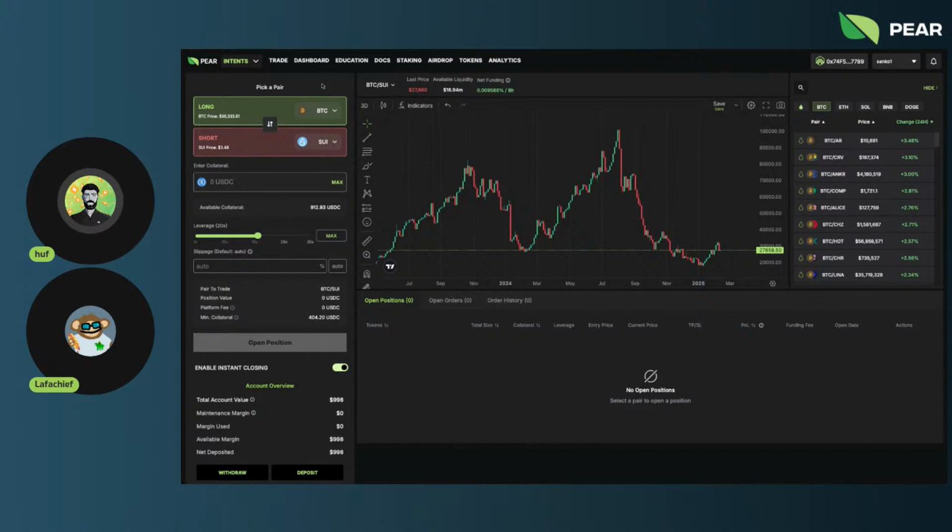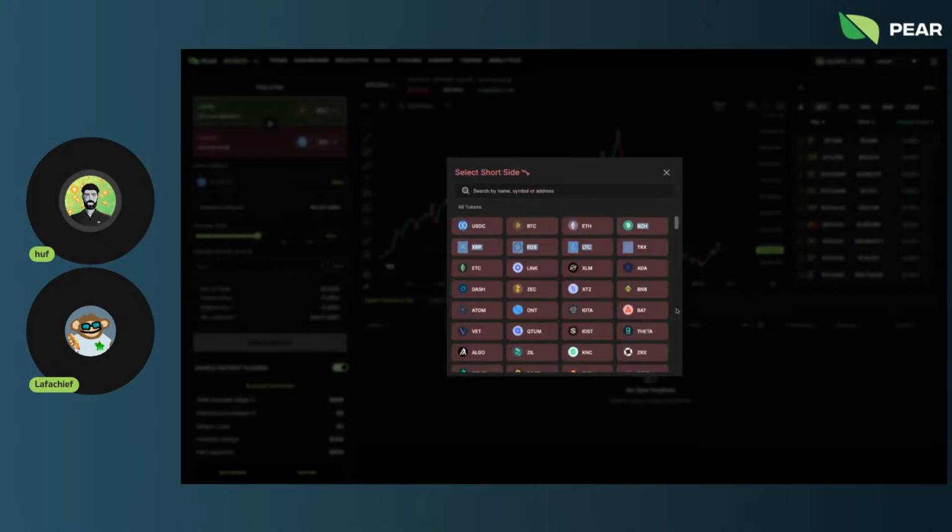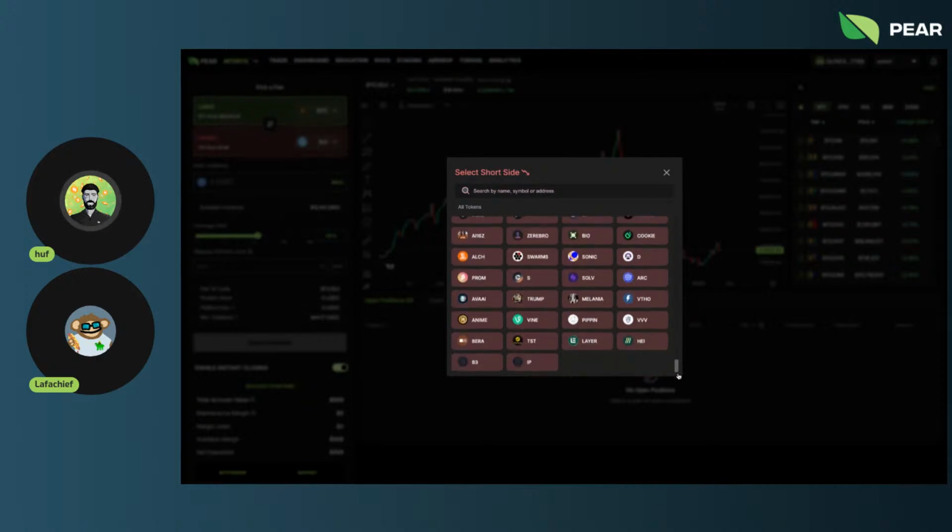So we're just talking about the intent-based engine. I was just about to place a trade here, going long Bitcoin and short Sui, but I could short pretty much anything which is on the Binance order book, including the most recent listings like Bera, Test, B3 and IP and stuff.